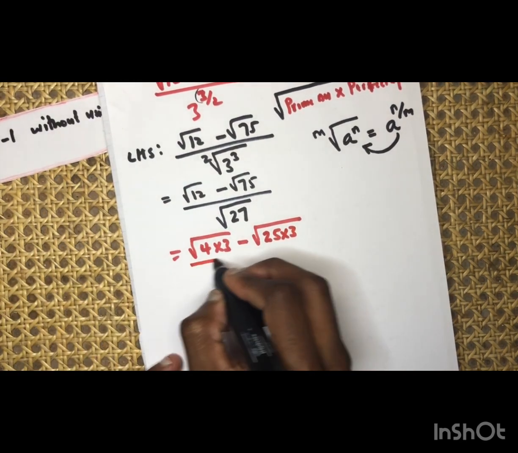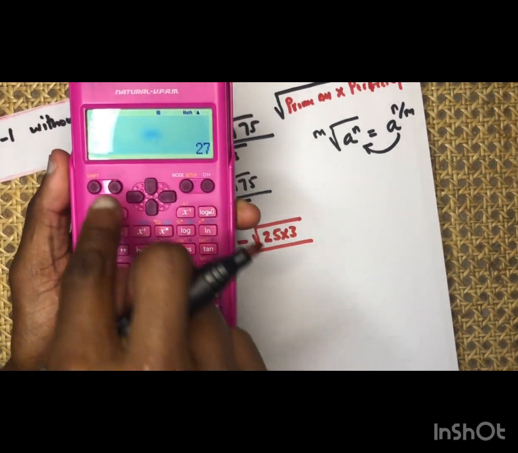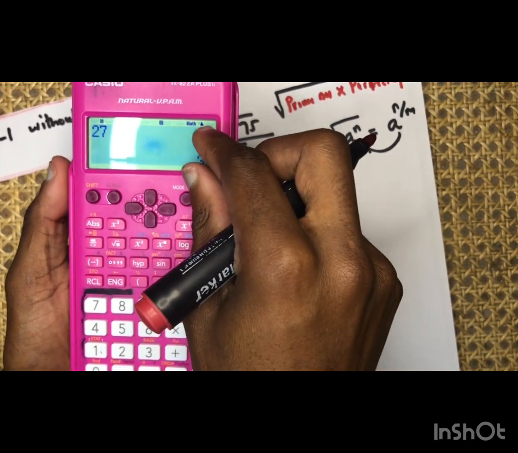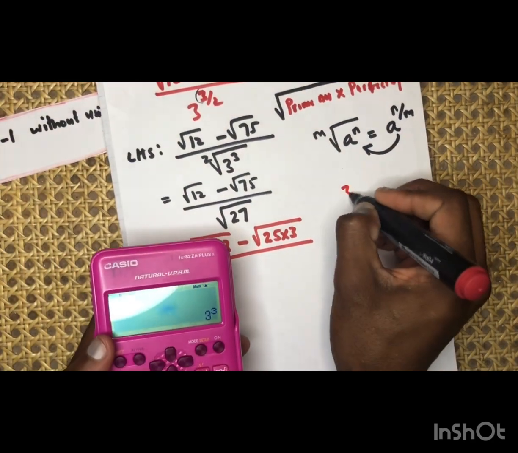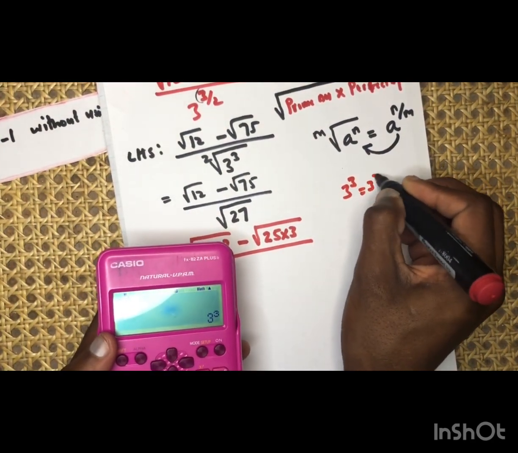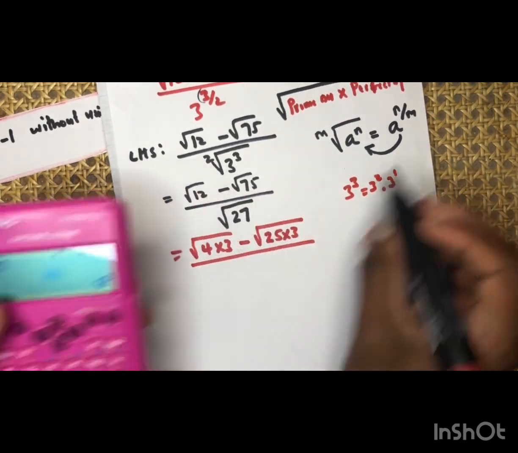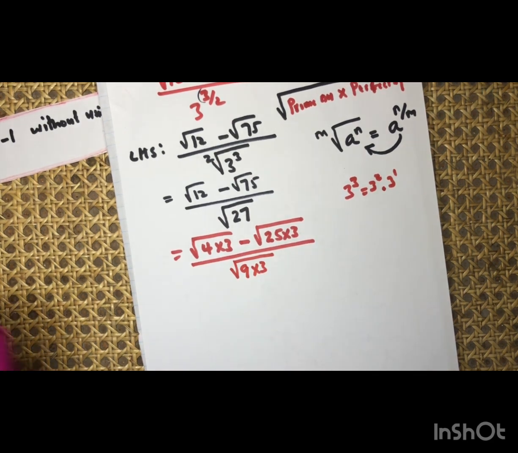Over, then you can find 27 again. Then you press shift, then you press fact. Can you see that it is 3 cubed? We can break 3 cubed to be 3 to the power 2 times 3 to the power 1. We can see that 3 squared is 9. So 27, guys, is the same as 9 times 3.